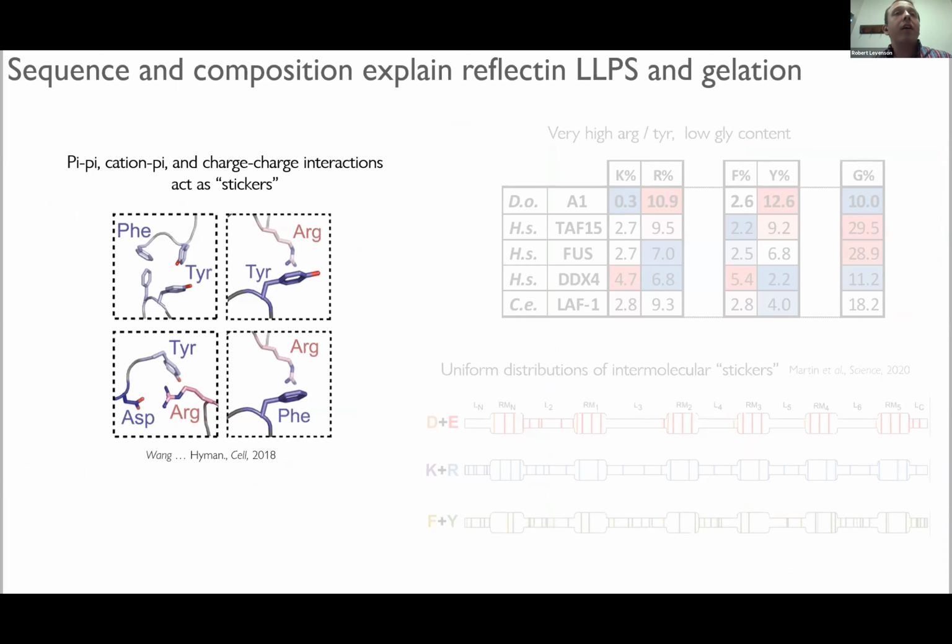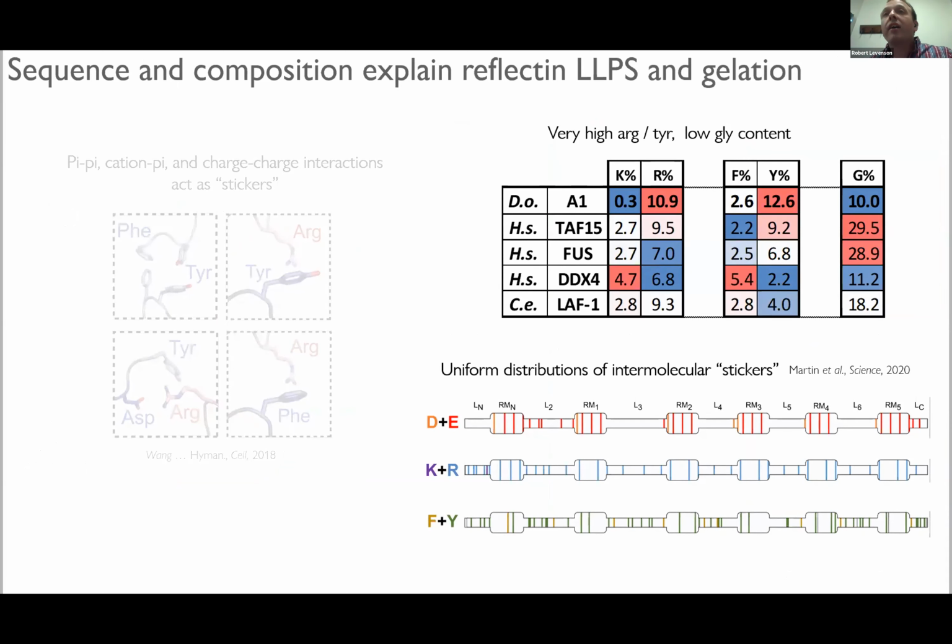So what kind of forces are driving this LLPS and rapid gelation of the reflectins? It's been well established that there are a number of so-called sticker interactions that can drive liquid-liquid phase separation. So things like pi-pi interactions, cation-pi interactions, notably arginine cations and tyrosine aromatic rings, and charge-charge interactions. All these act as stickers to drive phase separation.